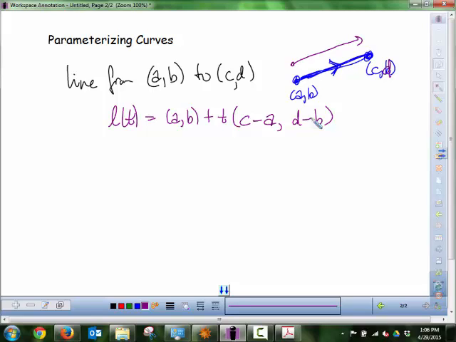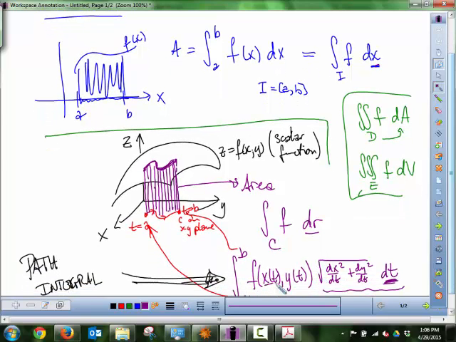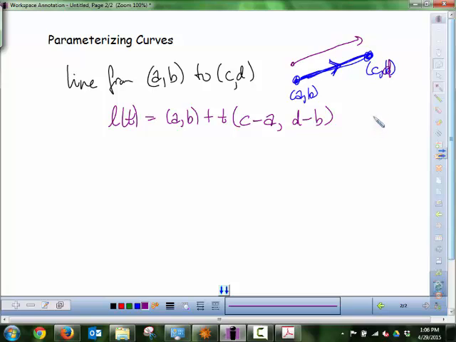The other piece of information that will be important, as you can see from our little sketch, is not only do we need to be able to parameterize this, but we need to know where it starts and when it stops. So the limits for these parameterizations will also be important. For this particular case, your limits are just going to go from 0 to 1. That takes you from (a, b) to (c, d). If you go past 1, you're going to go past (c, d), and if you go negative, you're going to go before (a, b). So having this parameterization is important.